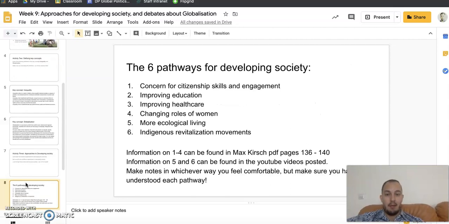So we look at pathways for developing society, and there are 6 pathways. There are 6 ways to do it. There's concern for citizenship, skill and engagement. You can improve education, improving healthcare, changing the role of women. We can live in a more ecological way, and what we call indigenous revitalization movements.